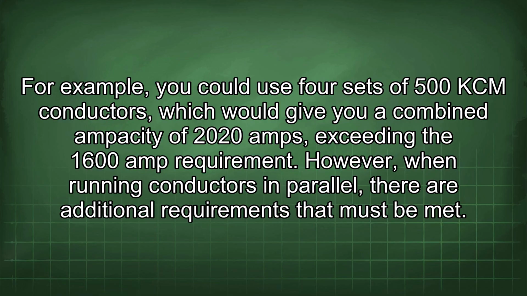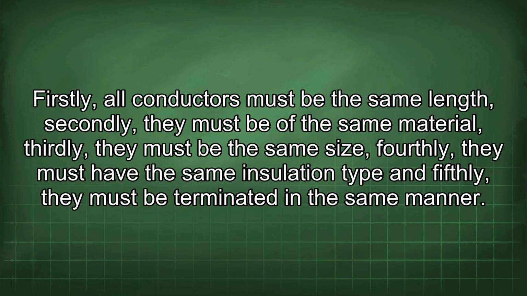However, when running conductors in parallel, there are additional requirements that must be met. Firstly, all conductors must be the same length. Secondly, they must be of the same material. Thirdly, they must be the same size. Fourthly, they must have the same insulation type. And fifthly, they must be terminated in the same manner.